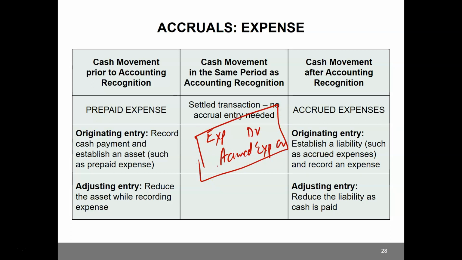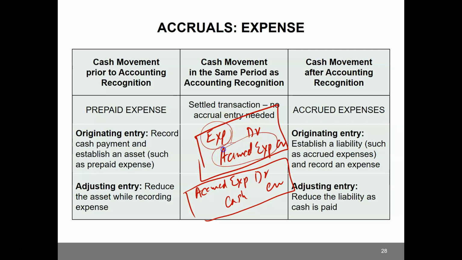Later on, when the payment for the expense is made, the entry will be accrued expense debit, which is a liability and has now been paid, cash credit. So here we recorded the entry for the accrued expenses. We debited the expense and created a liability for it. When the liability was paid later, we debited the liability so that it is reduced and cash is being credited because the liability has been paid now.